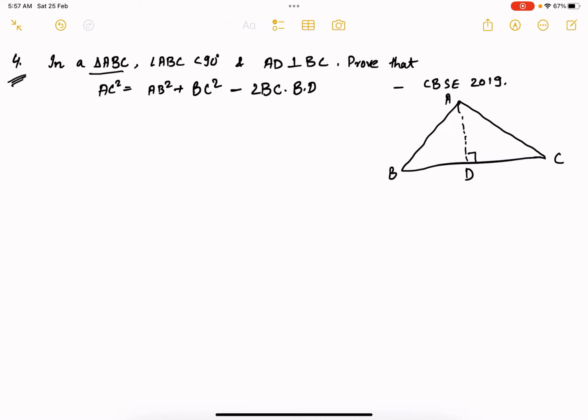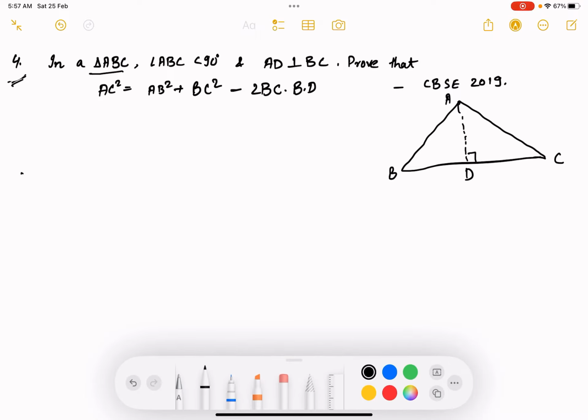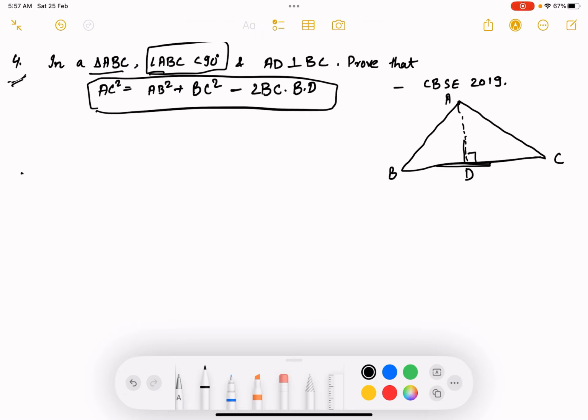So let's continue with the examples on Pythagoras theorem. Let's take the fourth example. In this question, angle ABC is less than 90 degree. That means it's an acute angle, and AD is perpendicular to BC. We have to prove that AC square is equal to AB square plus BC square minus 2BC into BD.